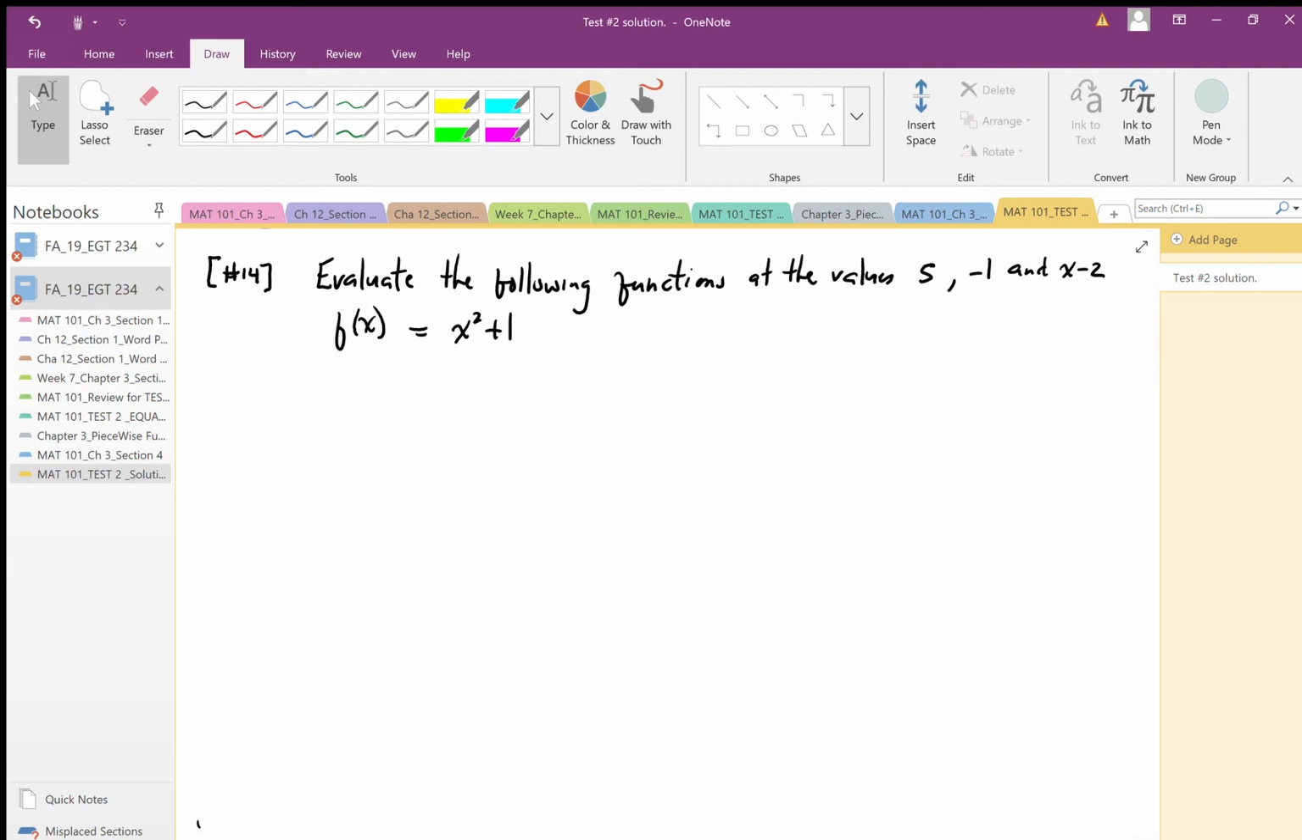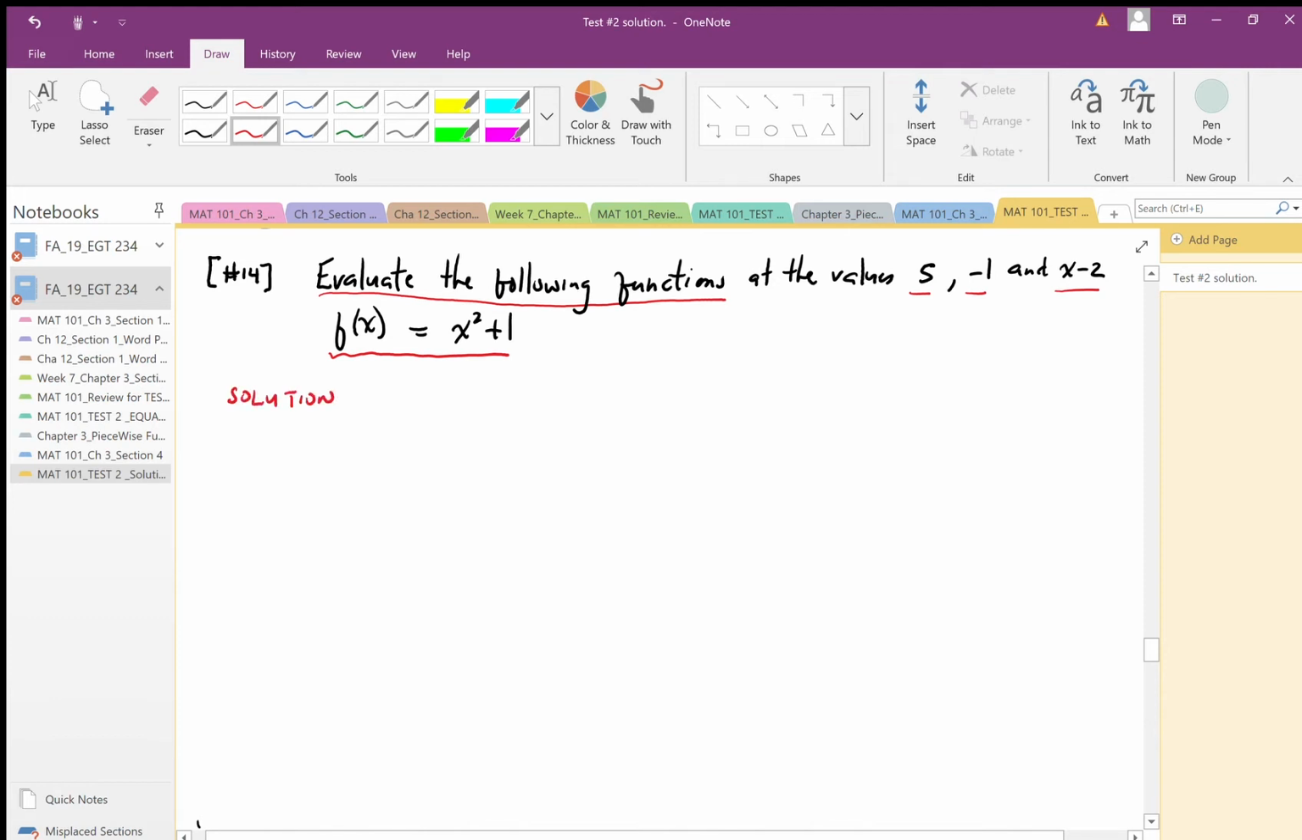Okay, class, let's continue our solutions for test number 2. So we have here the questions asked us to evaluate the following functions, right? At the values 5, -1, and x minus 2. And our function is f of x equals x squared plus 1. So for our solution, all they're typically asking us is what will be f of x if these values are 5, -1, and x minus 2.